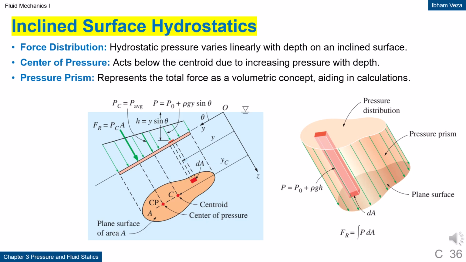Inclined surface hydrostatics. On an inclined surface, pressure still increases linearly with depth. As a result, the force distribution is not uniform and produces a moment about a reference point. The resultant force acts below the geometric centroid of the surface. The pressure prism concept can be used to visualize the total force magnitude. This analysis is important for gates and other inclined structures.